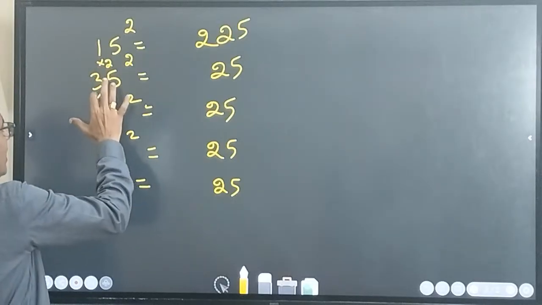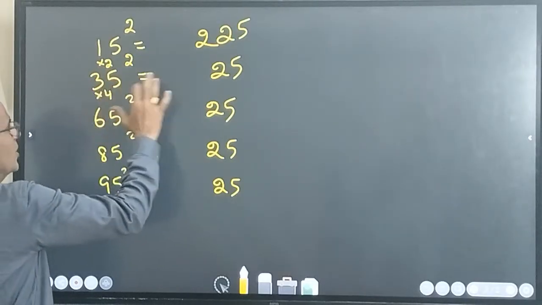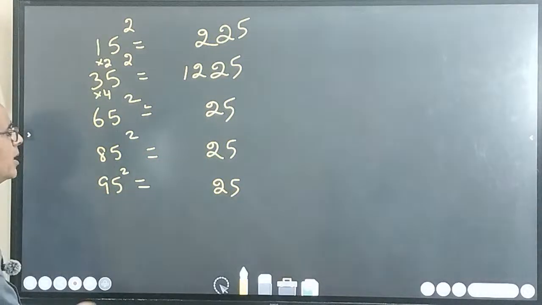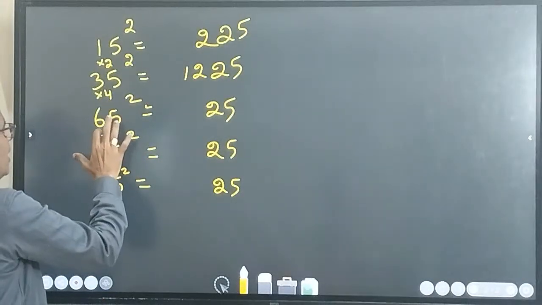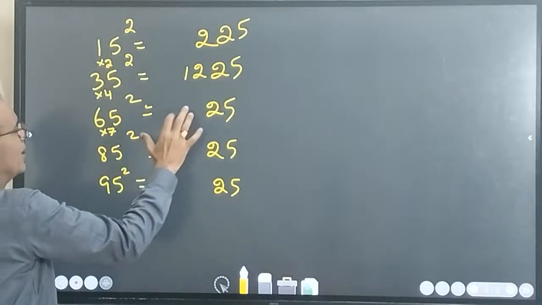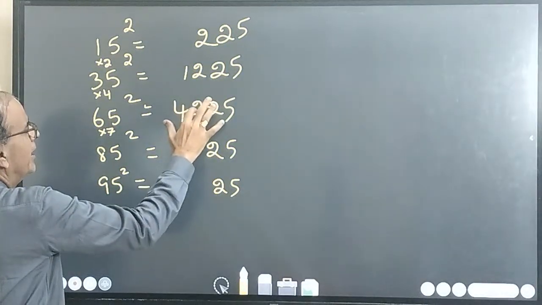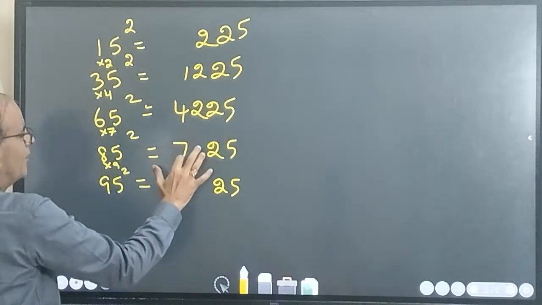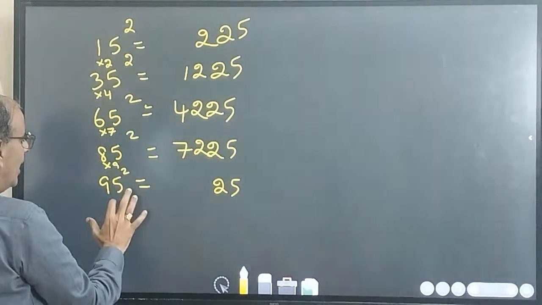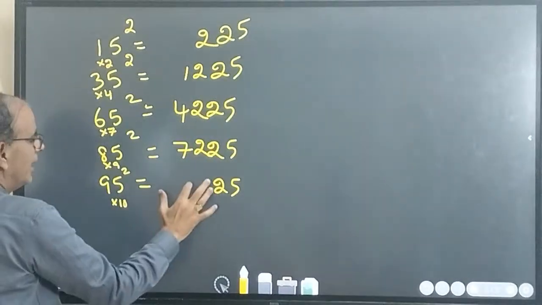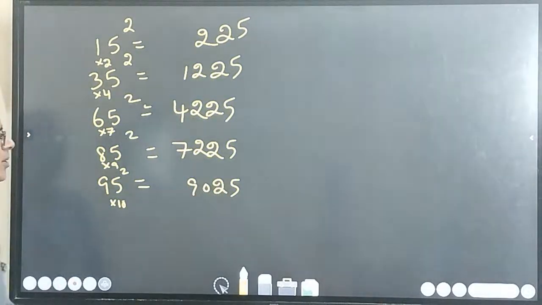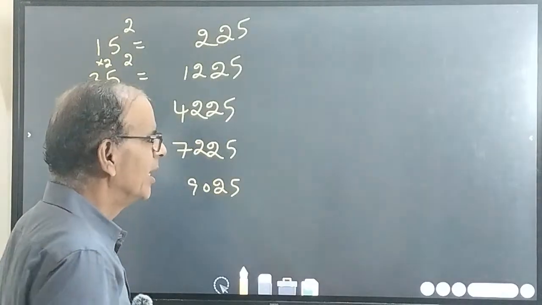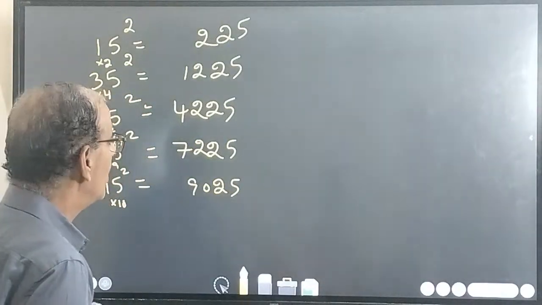3. The next number is 4. 3 into 4 is 12. 1225. 6. Next number is 7. 6 into 7, 42. 8 into 9, how much? 72. 9 into 10, how much? 90. What is the answer? This is the answer. That is, you can find out any number.